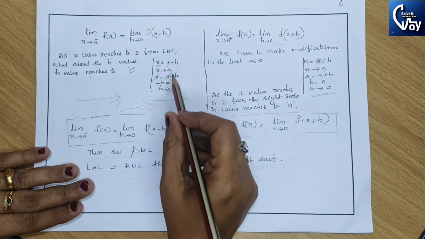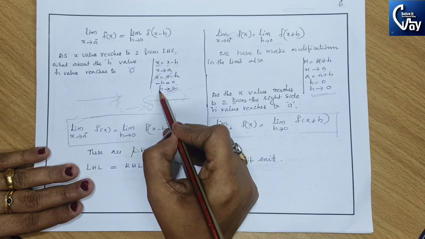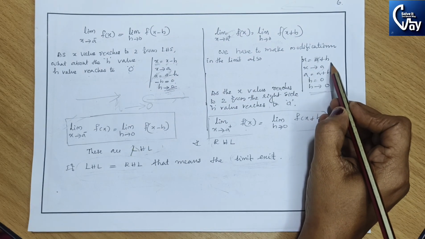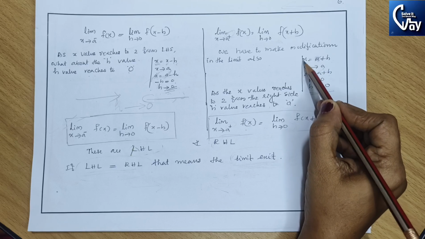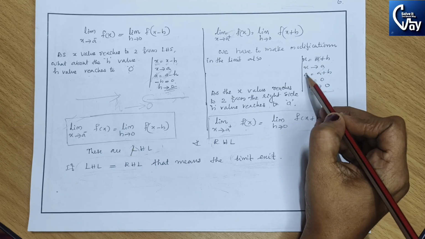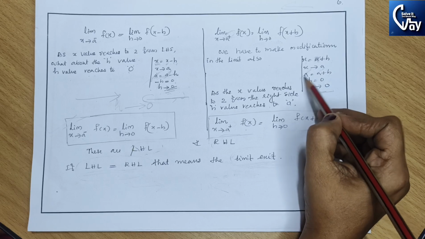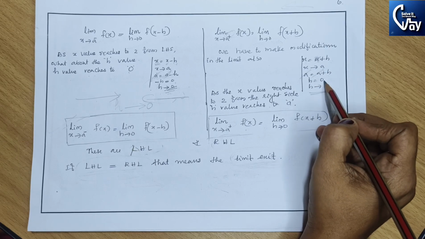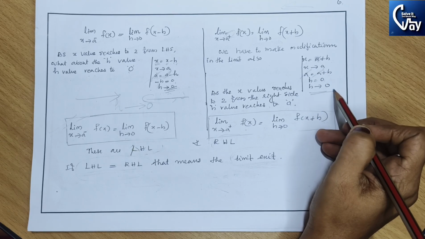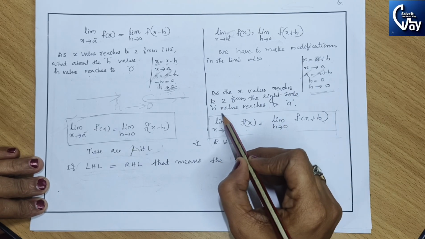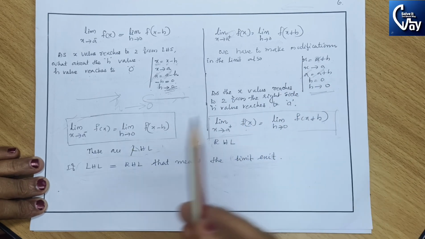Mathematically we write it like this. X is equal to a plus h. X approaching a means we have to replace x by a. The equation becomes a equals a plus h. So a and a get cancelled. Then h is equal to 0. That means h approaches 0. As the x value reaches 2 from the right side, the h value reaches 0.